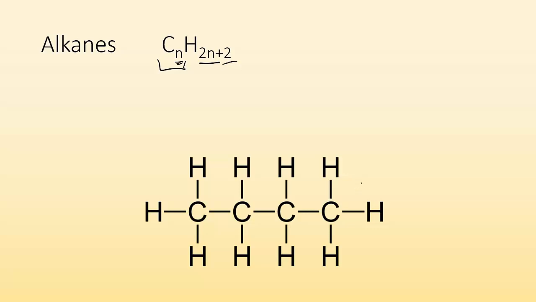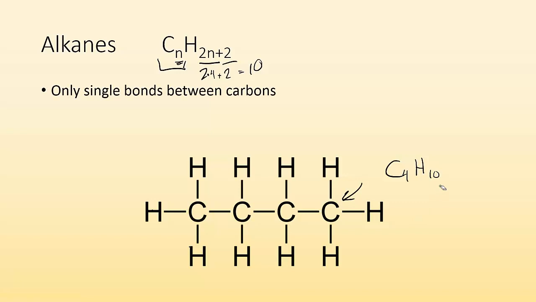So if I take a look at this example right here, I have 4 carbons, so C4. And I count all the hydrogens, and I have H10. Well, if n is 4, then 2n plus 2 is 2 times 4 plus 2 equals 10. So I know if I have 4 carbons and 10 hydrogens, then I have a saturated hydrocarbon. Basically, in an alkane there are only single bonds between carbons. If there's a double bond or a triple bond, then it's not an alkane. Just single bonds between carbons, you got an alkane.